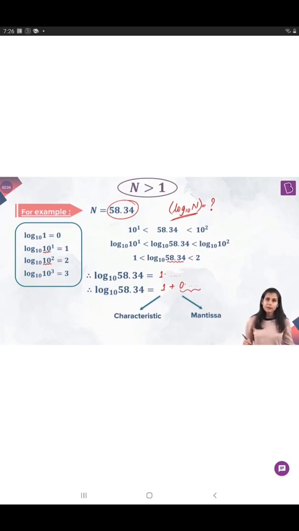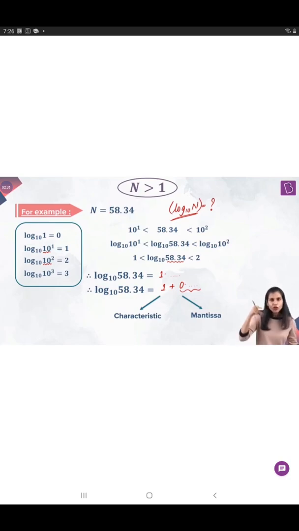That means this is the method to compute characteristic corresponding to any random input greater than 1. Clear? But wait, you know what? There is a hidden shortcut in this method. The moment we catch hold of that shortcut, it will be a matter of few seconds to compute the characteristic corresponding to inputs greater than 1. What is that shortcut? Let me put some light on it.